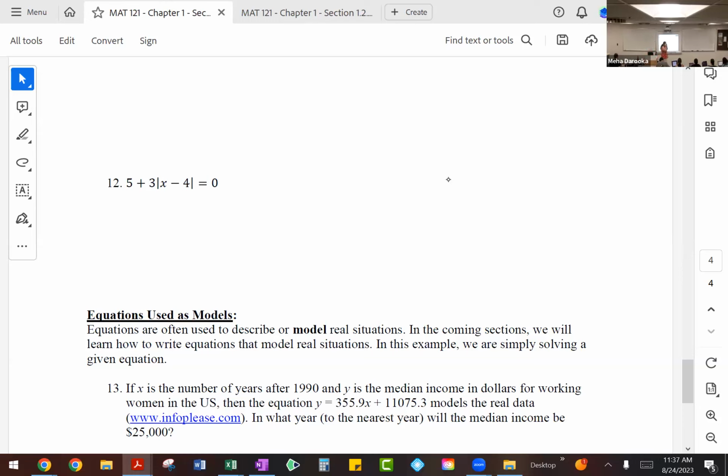So again, remember, you're trying to isolate the absolute value of x minus 4 first, moving everything else to the other side. So just like you're solving equations, how do you get rid of the 5? How do you get rid of the 3? You're applying the same techniques.